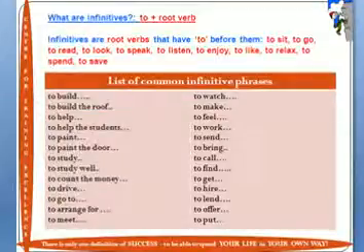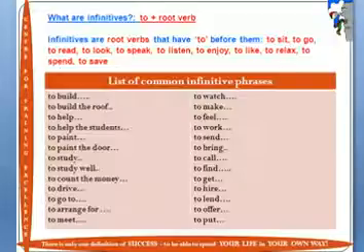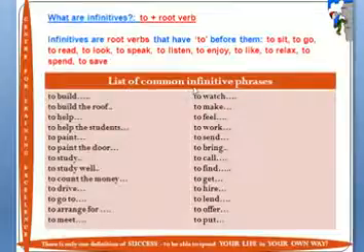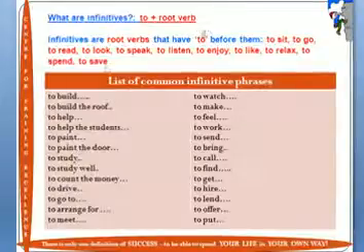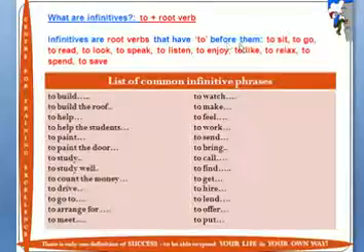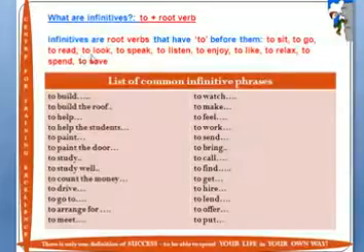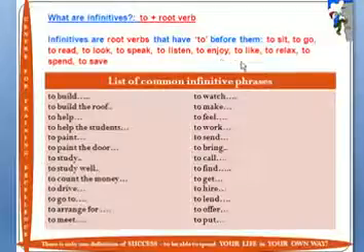Now, here is another kind of phrase that we often use in sentences. We call them infinitive phrases. What is an infinitive? An infinitive is to plus a root verb. So, infinitives are root verbs that have to before them. For example, to sit, to go, to read, to look, to speak, to listen, to enjoy, to like, to relax, to spend, to save.